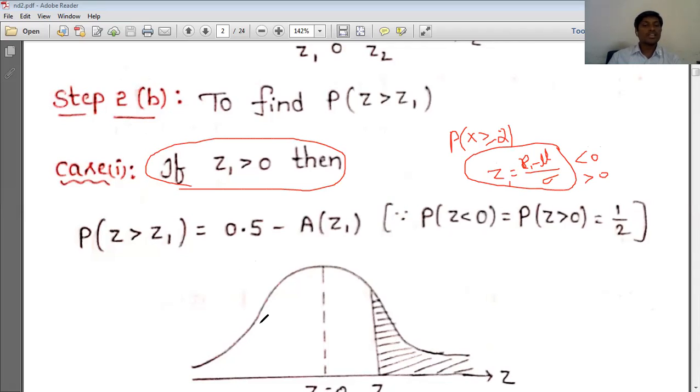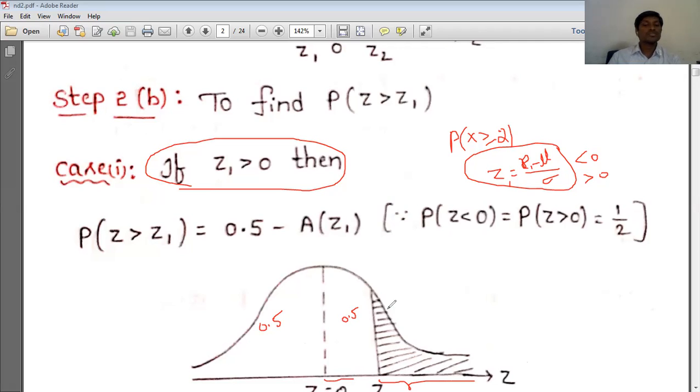The total area on this side is 0.5, and this side is also 0.5. But what we require is the area from here onward, up to infinity, which we don't know directly. So for that, we simply take 0.5 minus area of z1.